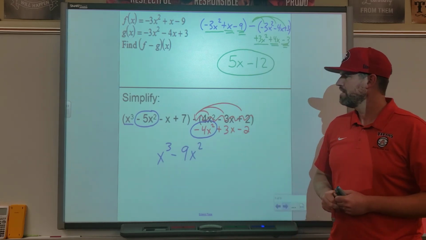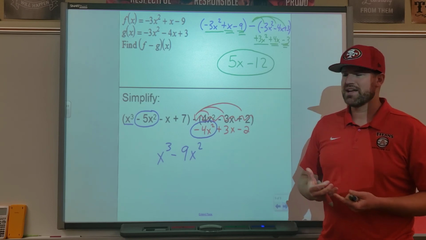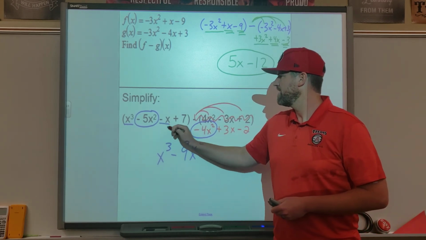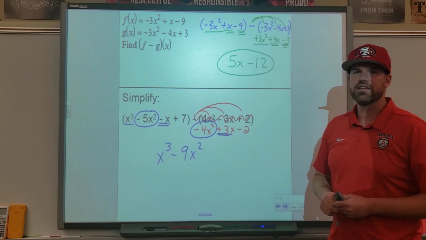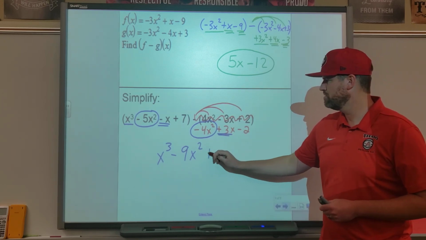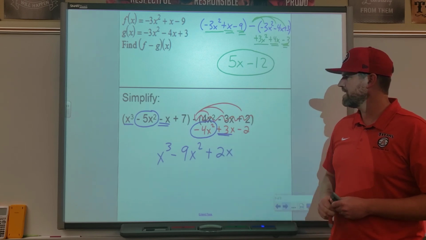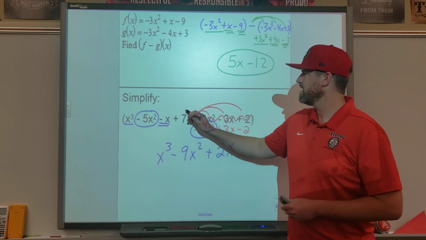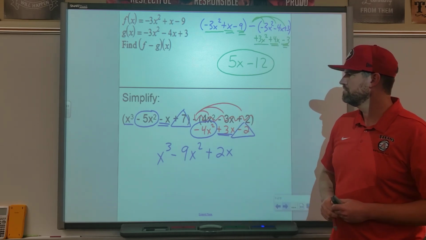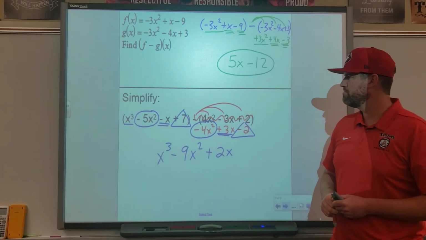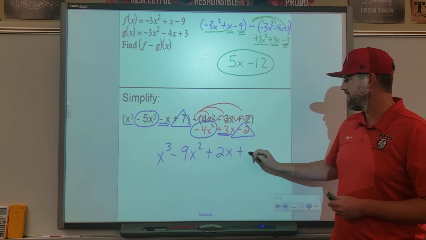And then I look for my x's, my x to the first power. I've got negative 1x and positive 3x. Negative 1 plus 3 is 2. So that means we have 2x. And then finally, I've got positive 7 and negative 2. And if I add those together, 7 minus 2 is 5.